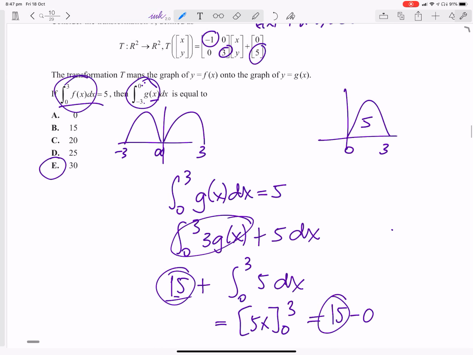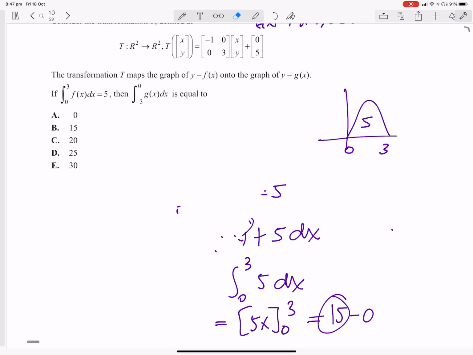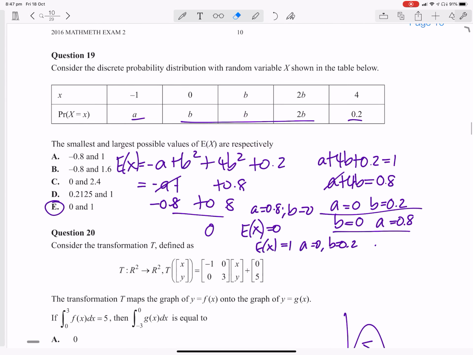So you've got to make sure you know your reflections, dilations, translations, and all that sort of stuff, because it makes it so much easier. Okay, that's multiple choice done. Next off, we'll have a crack at part 2.